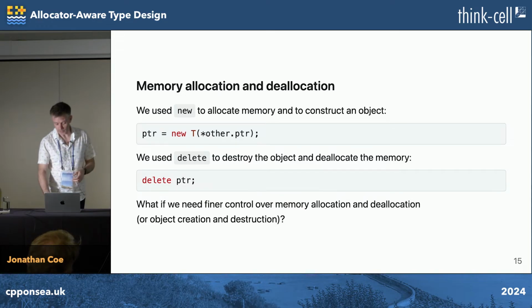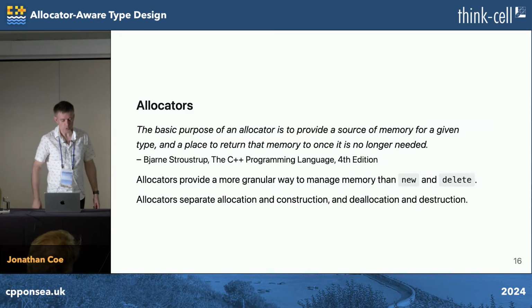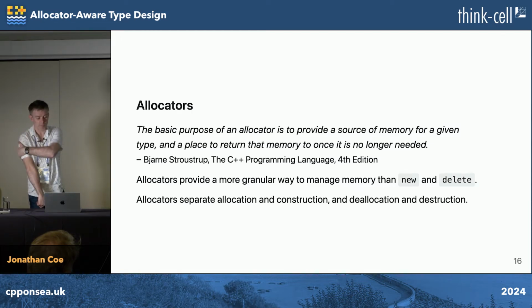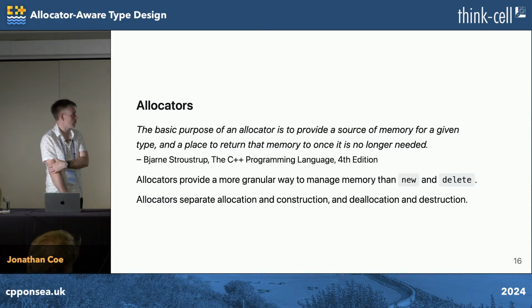Anyway, allocators. So according to Bjarne, he'd probably know, the basic purpose of an allocator is to provide a source of memory for a given type and a place to return that memory once it's no longer needed. So allocators will give us a more granular way to manage memory than simple new and delete. And as I said, separate allocation and construction and deallocation and destruction. So new does both allocation and construction, and delete does destruction and deallocation of memory. I hope I've got that right.